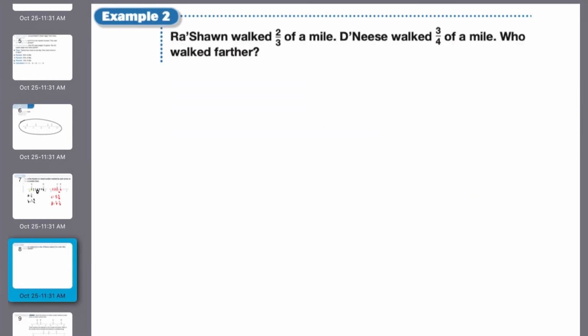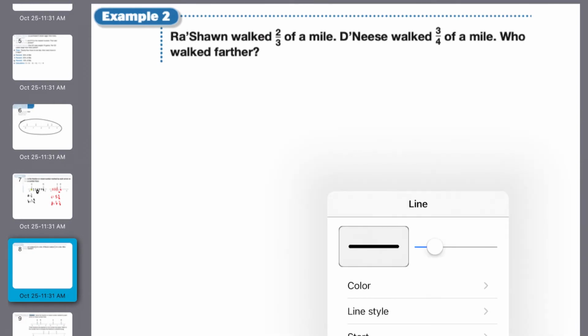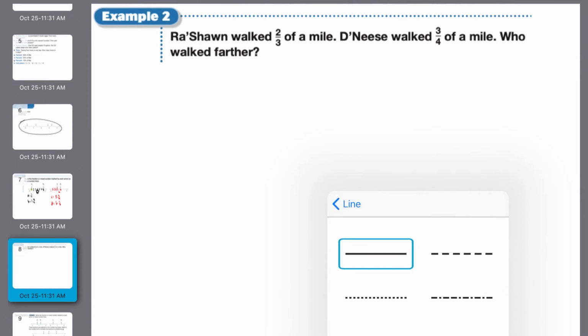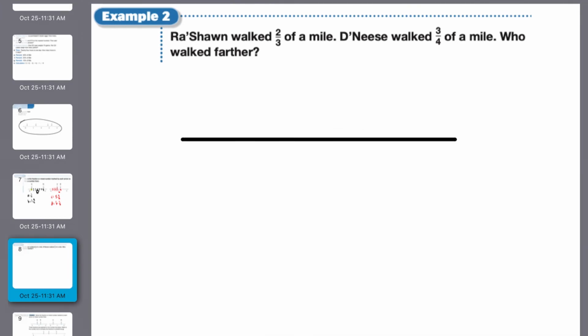All right, now example 2. Rashawn walked 2/3 of a mile. Denise walked 3/4 of a mile. Who walked farther? So one way we could solve this is by creating a number line here. I'm going to have two number lines. I'm going to try to match them up exactly the same. So it says 2/3 and 3/4.